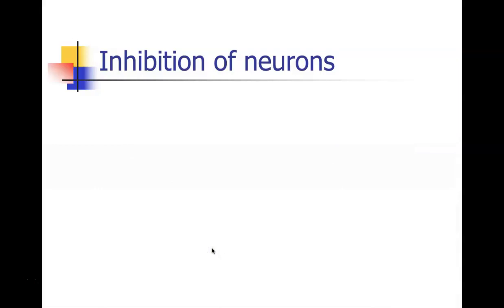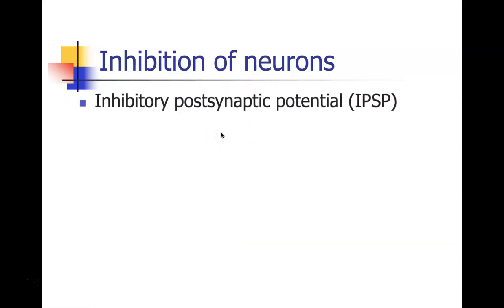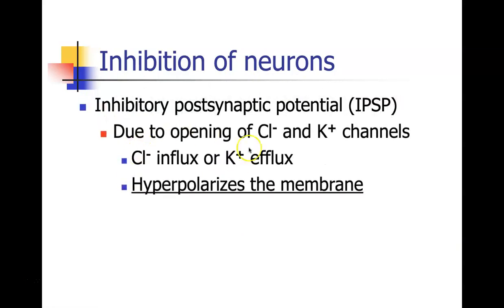Okay, so how do we inhibit neurons? If opening sodium channels causes an influx of sodium that increases membrane potential, an inhibition of neurons is going to be IPSPs, and we need to have a way to decrease membrane potential. So how do we do that? We do it with either chloride or potassium channels. Because if you open chloride channels, you're going to get an influx of chloride, so an influx of a negative ion is going to decrease membrane potential.